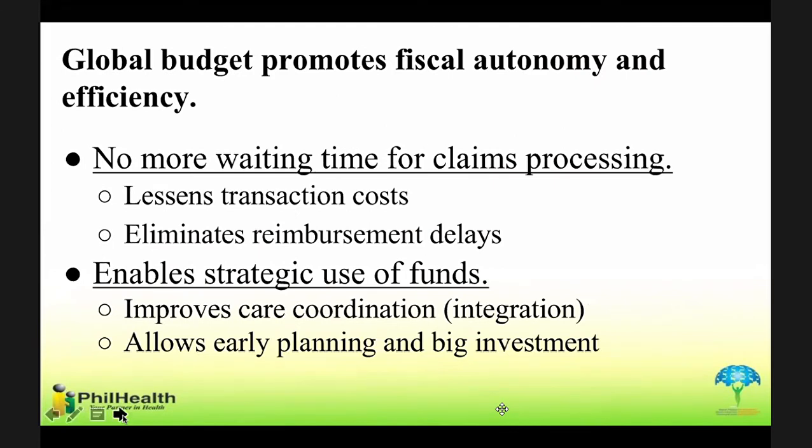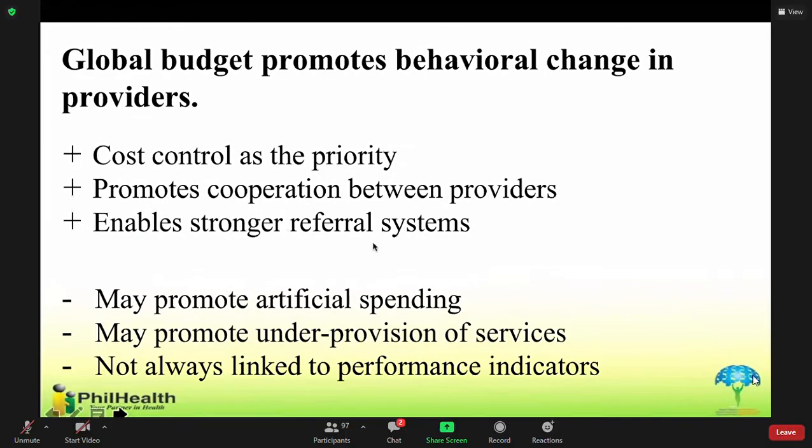Okay? Ang maganda lang sa global budget, it promotes fiscal autonomy and efficiency. No more waiting time for claims processing kasi naka-diagnostic groupings na siya. Lessens transaction cost, eliminates reimbursement delays. It enables strategic use of funds for improved care coordination and allows early planning and big investment. So, global budget promotes behavioral change in providers. Cost control as the priority. It promotes cooperation between providers. It enables a stronger referral system.